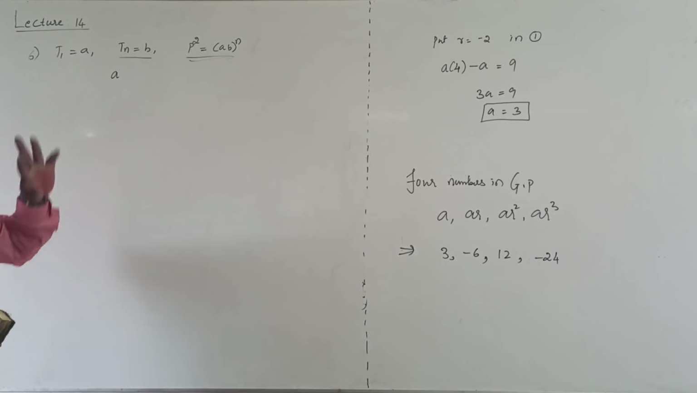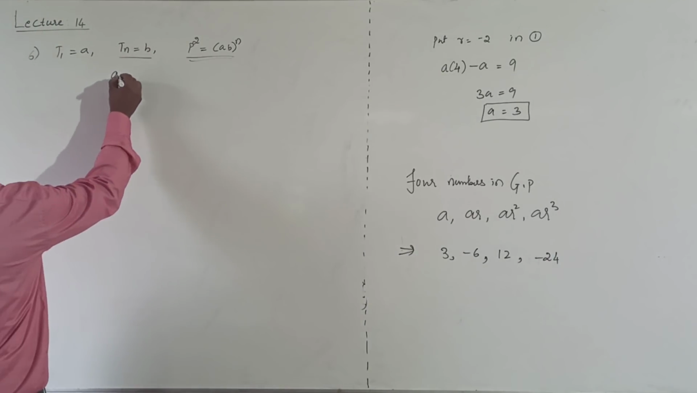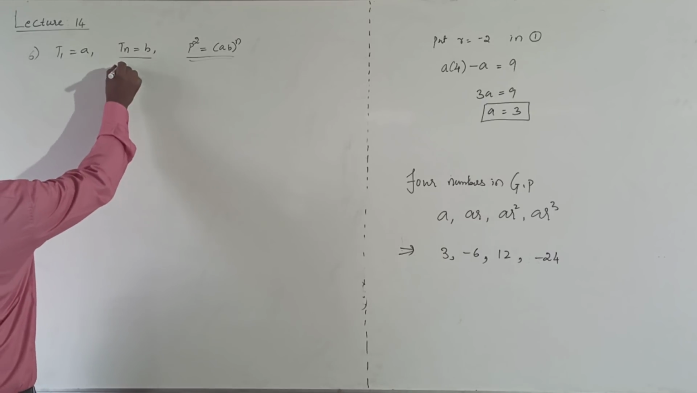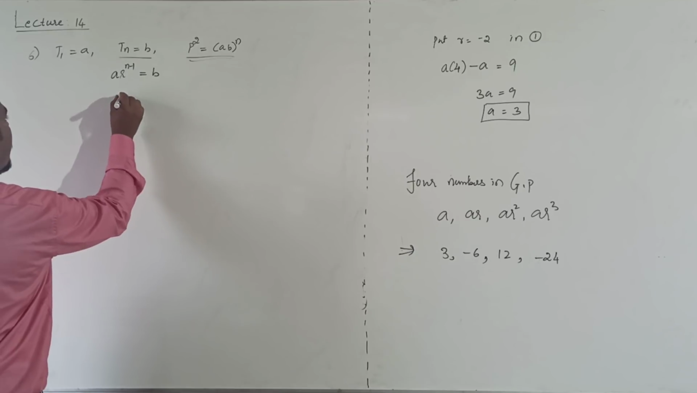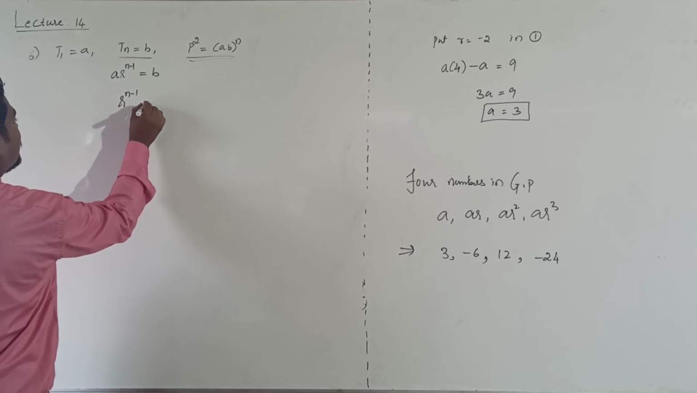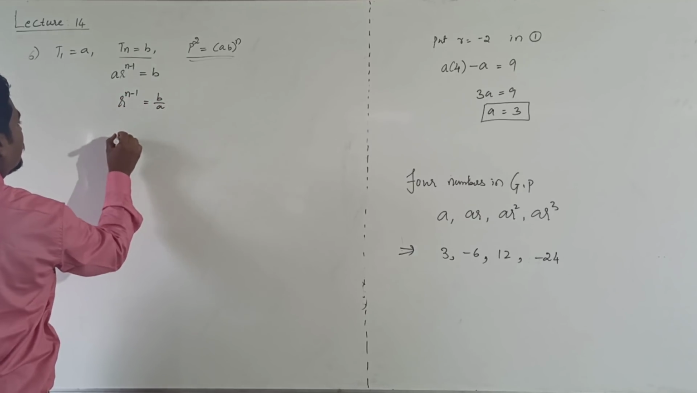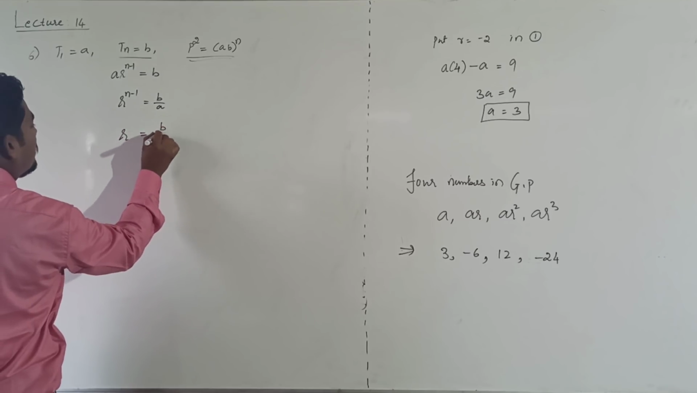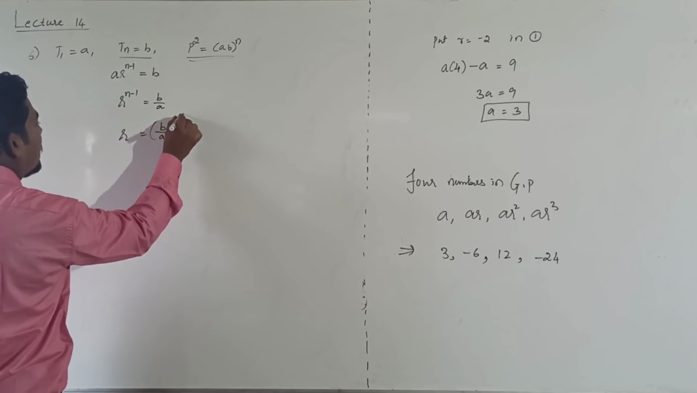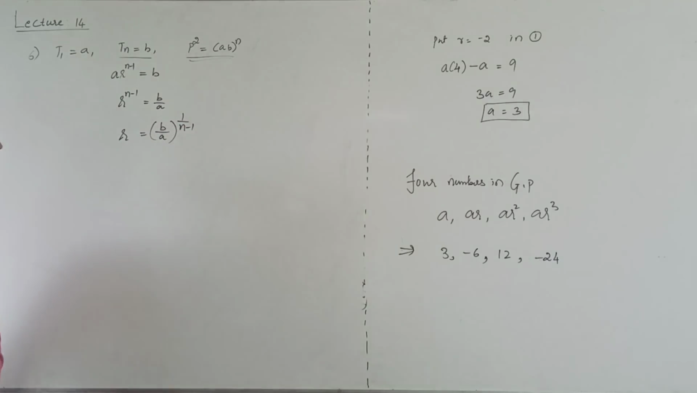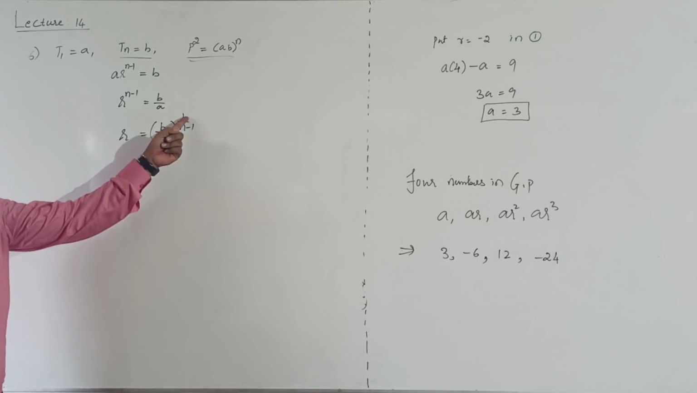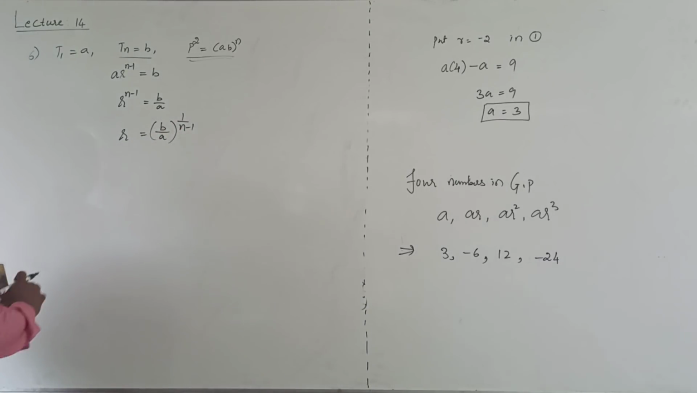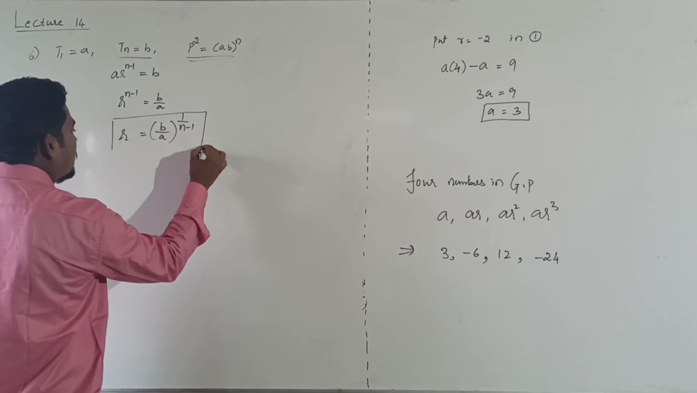Tn is equal to b. What is the Tn formula? a r^(n-1) equals b. So r^(n-1) is equal to b by a. We need the r value, so r is equal to (b/a) to the power 1/(n-1). This is from the given data.